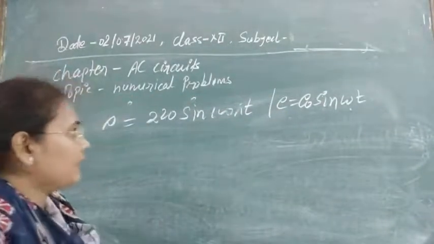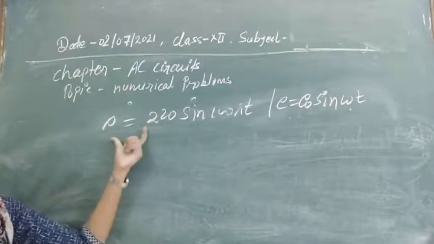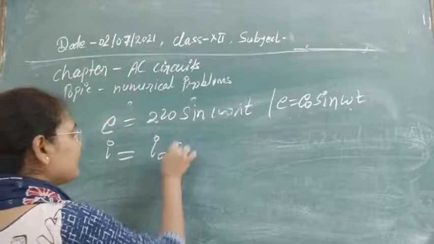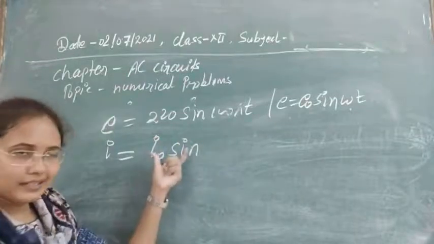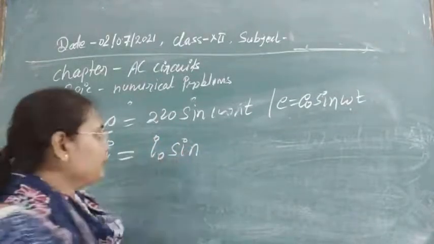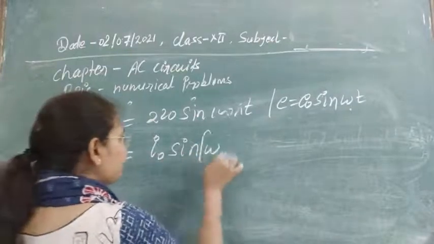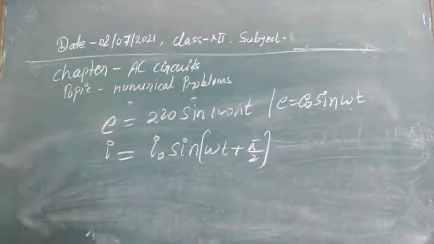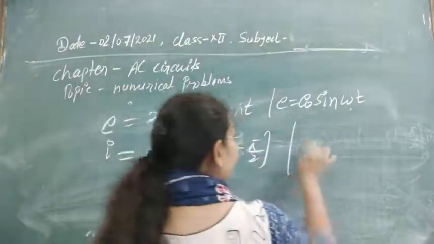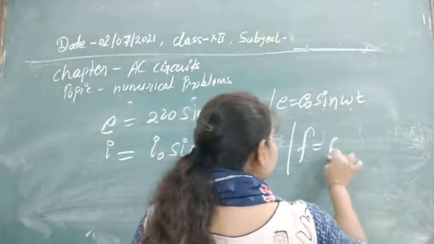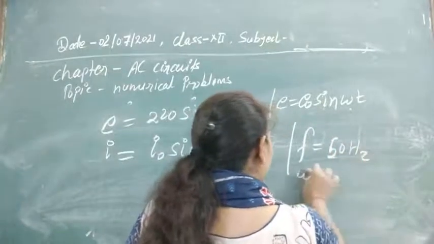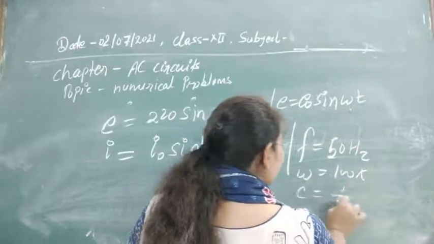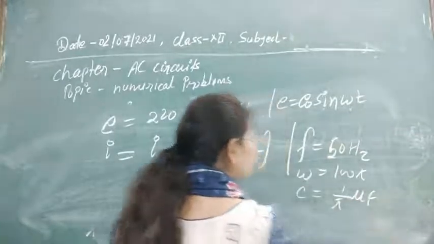First we need to write the general equation for the instantaneous current for capacitive circuits. For the capacitive circuit, we know the current leads the alternating potential by pi by 2. So the general equation is sine of omega t plus pi by 2. As we have already calculated, f is equal to 50 hertz, and omega, after the comparison, is equal to 100 pi. C is given as 1 by pi microfarad.